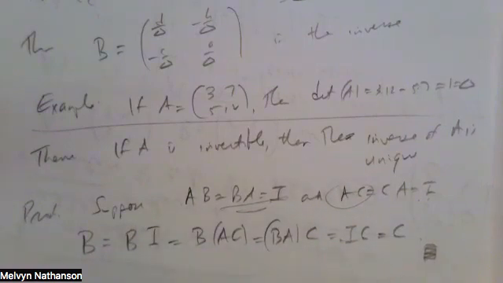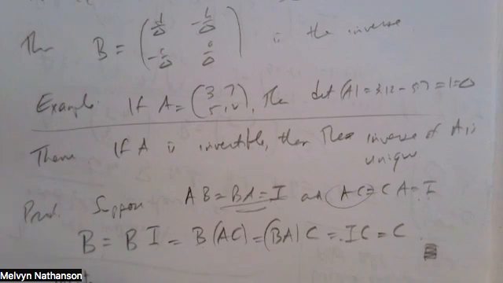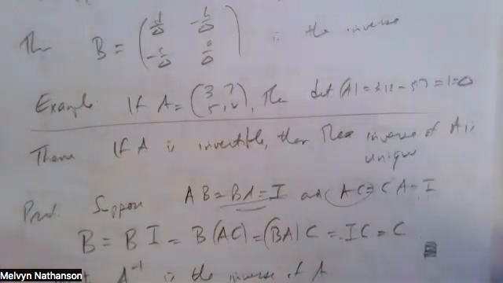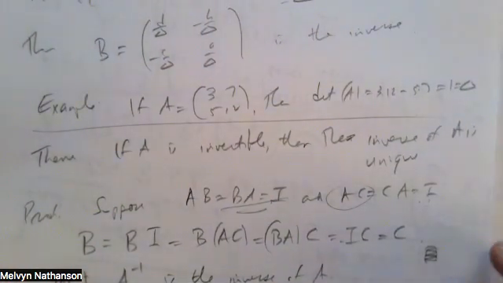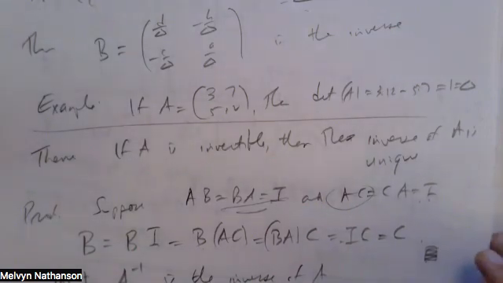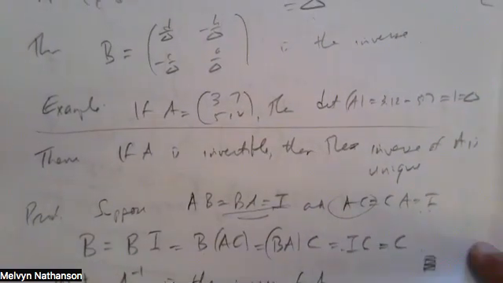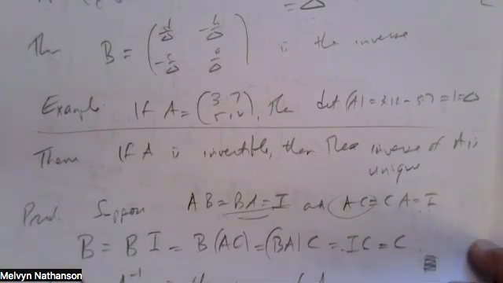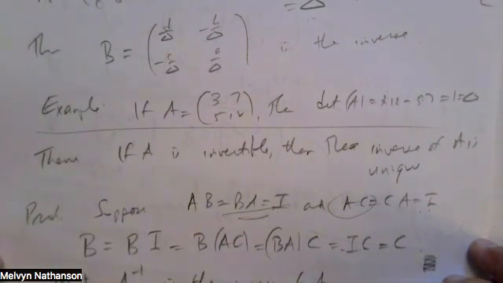So if a matrix has an inverse, the inverse is unique, and we write A superscript minus 1 as the inverse of A if it exists. Again, not every matrix has an inverse. A 2 by 2 matrix has an inverse if and only if its determinant is non-zero. We'll see in the next chapter on determinants that we can define the determinant of an n by n matrix, and the same theorem is true. The matrix is invertible if and only if the determinant is non-zero, but we haven't gotten to that yet. Okay.